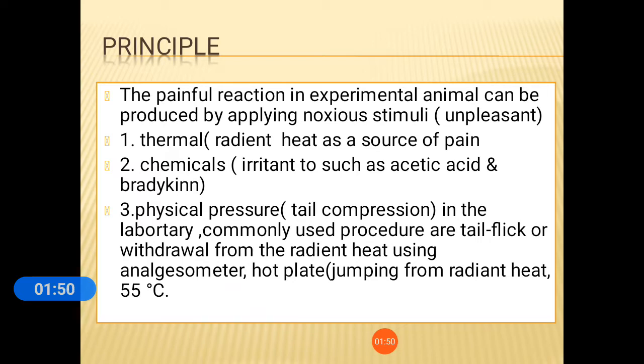The painful reactions in experimental animals can be produced by applying noxious, that is unpleasant, stimuli. This can be done by thermal means, that is radiant heat as the source of pain, or by chemicals, that is irritants such as acetic acid and bradykinin, or by physical pressure like tail compression. In this laboratory, commonly used procedures are tail flick or withdrawal from radiant heat using an analgesiometer, and the hot plate method, jumping from radiant heat, where the temperature should be maintained at 55 degrees Celsius.